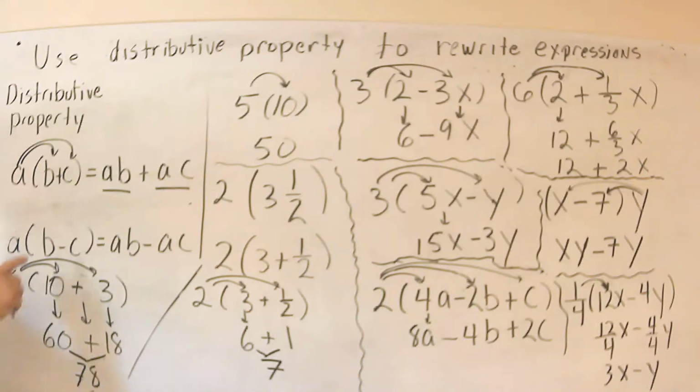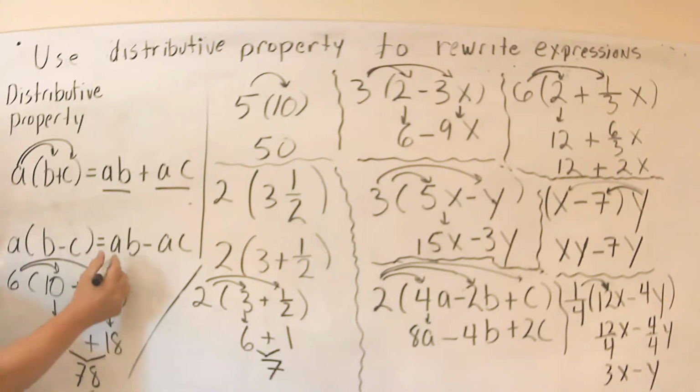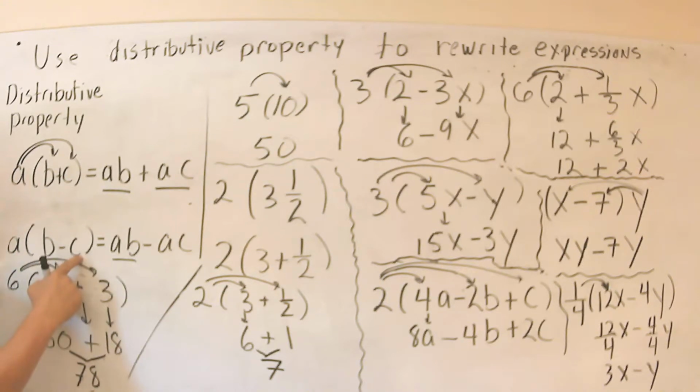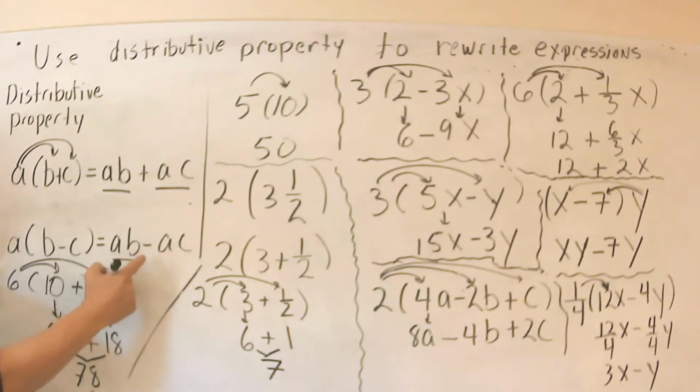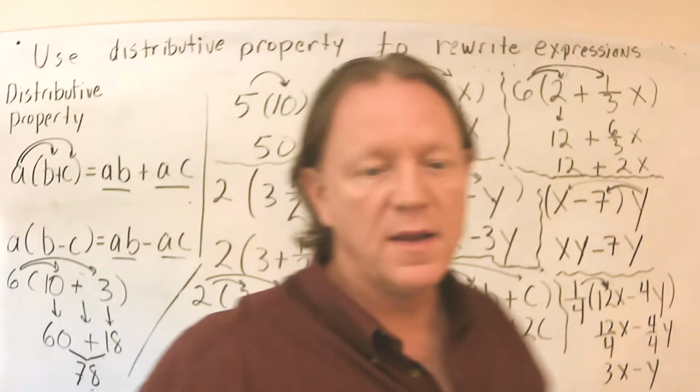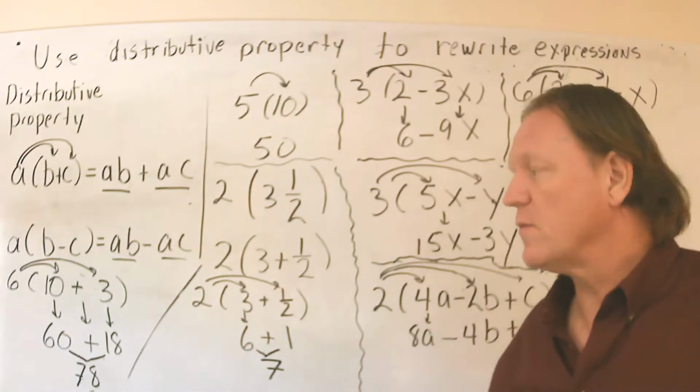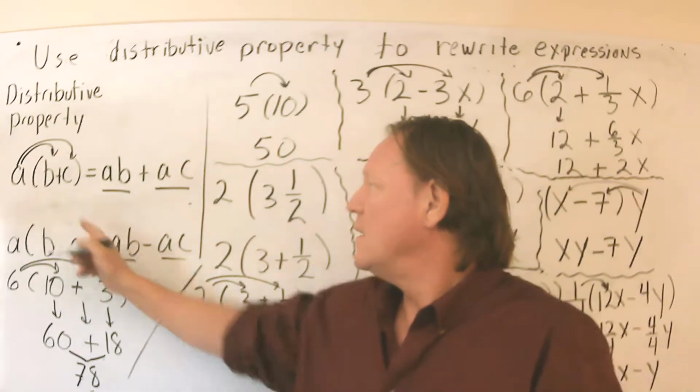It doesn't have to be an addition, it can be a subtraction. You can distribute A to B minus C and multiply A times B to get AB. You'll have your subtraction symbol. And then you multiply A times C to get AC. Here you're subtracting. Now, let's go ahead and look at some examples, but let me just reiterate one more time.